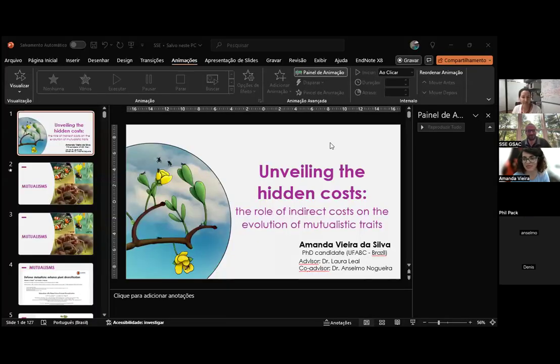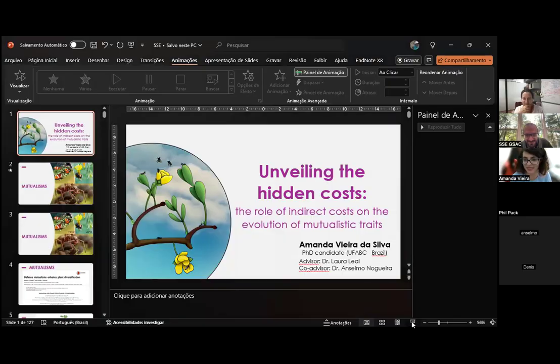The name of my university is a little bit weird, and ABC stands for the names of the cities where the university has campuses. A for Santo André, B for São Bernardo, and we don't have a campus on C, but anyway, that's the reason for ABC.